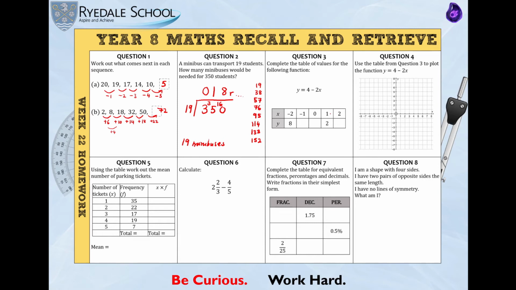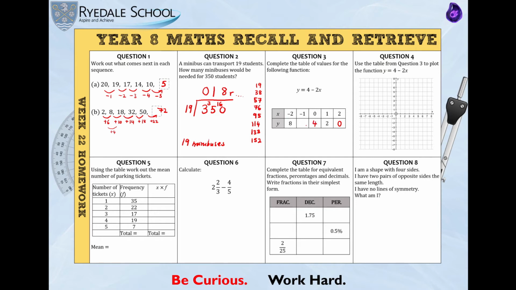Question 3 says complete the table of values for the following function, and we have got y equals 4, take away 2 lots of x. Well, I normally start with positive numbers when I'm doing a table of values. It's easier. So I've got to do 4, take away 2 x's. Well, if x is 2, 2 x's is 4, 4 take away 4 is 0. For 0, I'm doing 4 take away 2 nothings, which is 4.